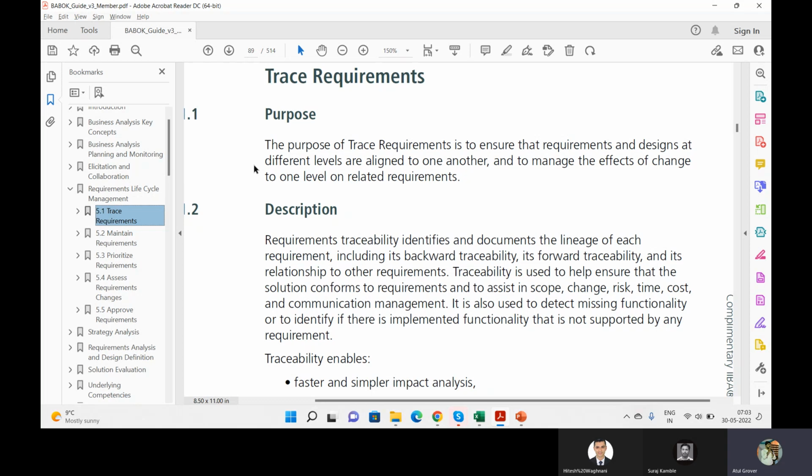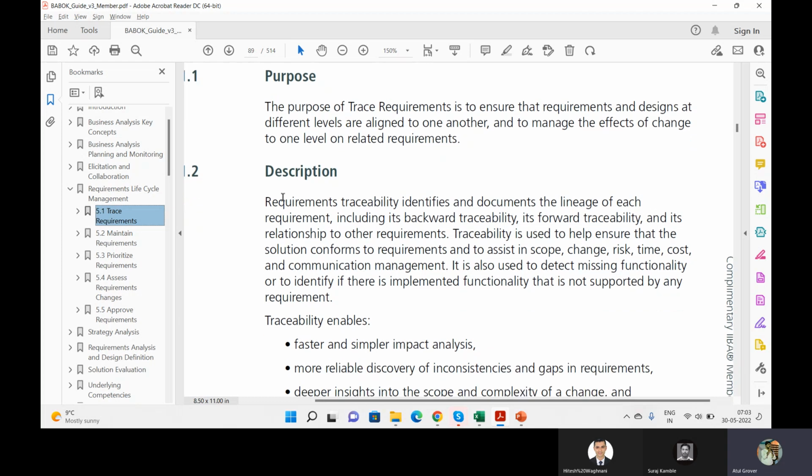ऐसा नहीं कि आप कुछ अभी build करें, उसको build करने से कुछ पुराना फट जाए. That is called the trace requirement. Description: requirement traceability, identify and document the lineage of each requirement.